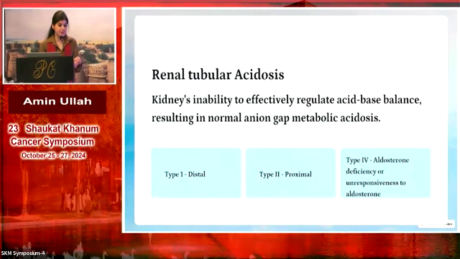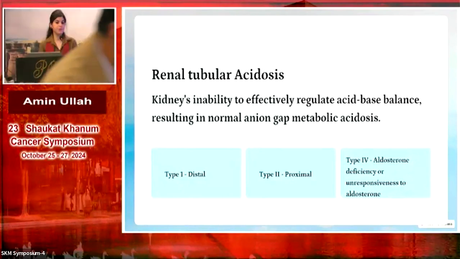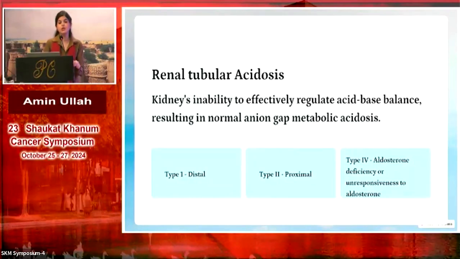Just before I start with my case, I would like to briefly touch on the topic of renal tubular acidosis, its types, its associations, and the underlying pathophysiology of renal tubular acidosis in patients with Sjogren's disease and other autoimmune conditions. So renal tubular acidosis is basically the inability of the kidneys to effectively maintain the acid-base balance in the body. So we have metabolic acidosis, classically always normal anion gap metabolic acidosis. There are a few types of renal tubular acidosis. Type 1 is always a distal defect. Type 2 is always a proximal defect. And there is type 4, which is due to aldosterone deficiency or aldosterone resistance.